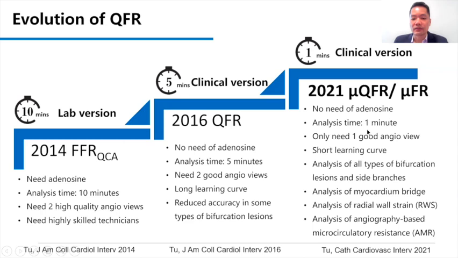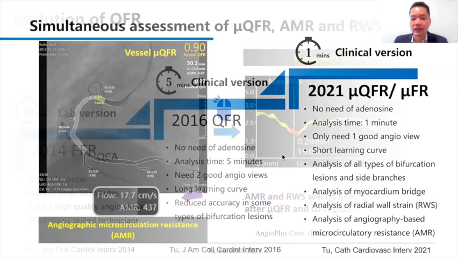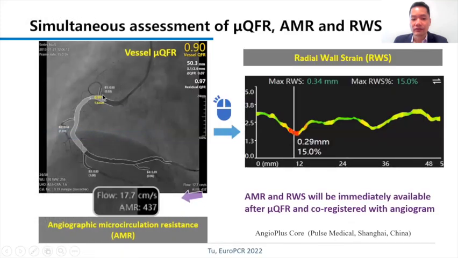It makes analysis time much shorter, needs only one good view, and has a short learning curve. You can analyze all types of bifurcation lesion, and you can also analyze patients with myocardial infarction. I will come back to the analysis of radial wall strength and the microcirculation resistance, because RWS and AMR. So the figure looks like this.